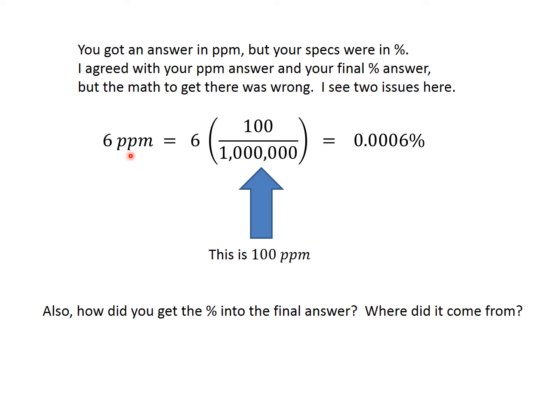First of all, you're saying 6 ppm equals 6 times this. Well, this is 100 ppm. You're saying 6 ppm equals 6 times 100 ppm. See, this is 100 over a million. That is 100 per million. Remember the line in a fraction, you can always use the word per. So this is 100 per million. So something's wrong here. Also, my other question is, how did you get the percentage sign in your final answer? I mean, I see it at the very end, but how did you get that in there? Where did it come from?